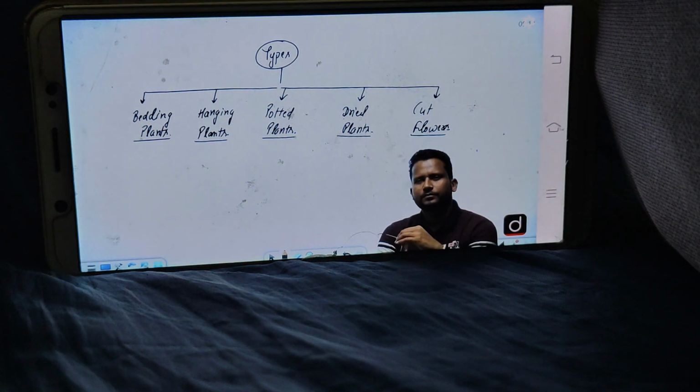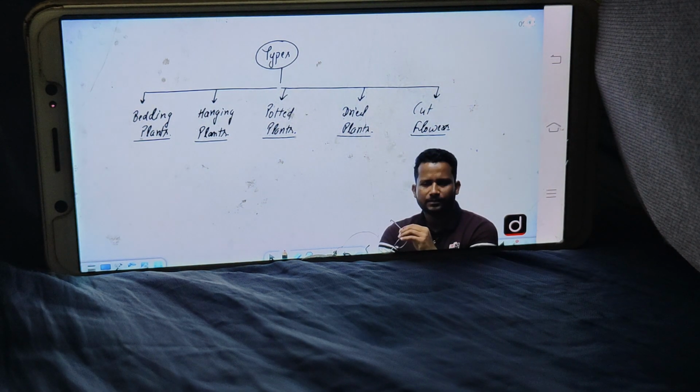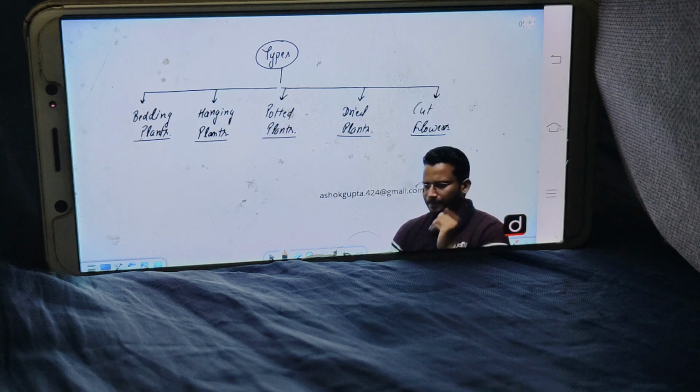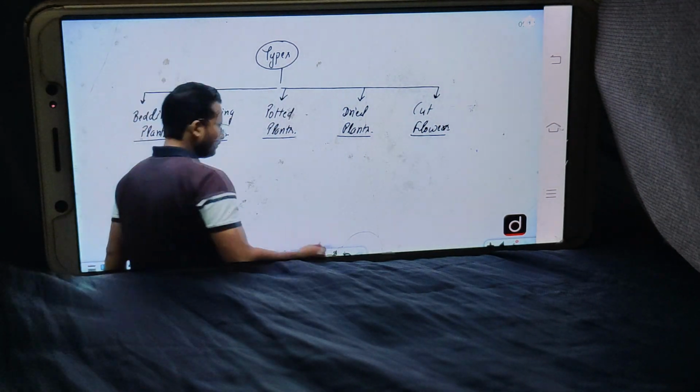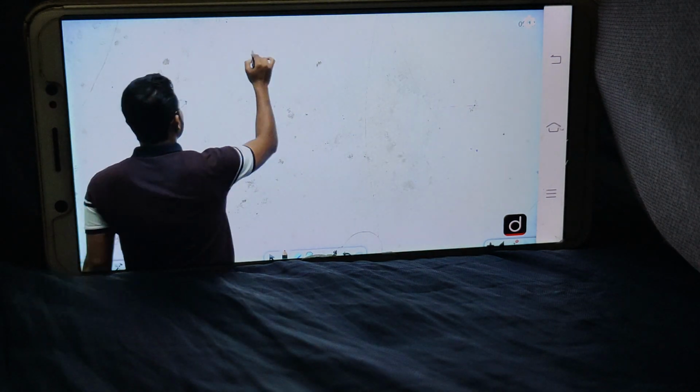तो यहाँ पर आकर के हम लोगों ने ये बात कर ली that what is floriculture. Now after discussing floriculture, we are going to talk about horticulture. Okay, now we are going to talk about horticulture.